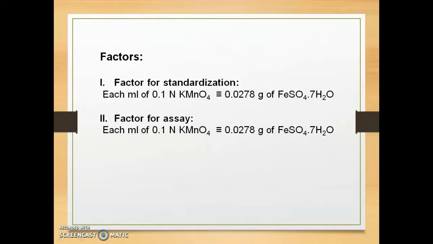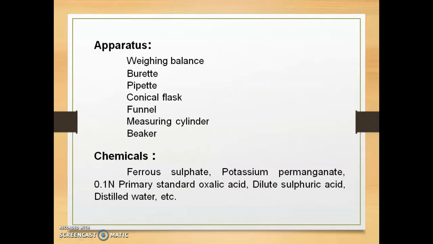Factor for standardization: each ml of 0.1 normal KMnO4 is equivalent to 0.0278 gram of FeSO4. Factor for assay: each ml of 0.1 normal KMnO4 is equivalent to 0.0278 gram of FeSO4. Apparatus: weighing balance, burette, pipette, conical flask, funnel, measuring cylinder, beaker. And chemicals: ferrous sulfate, potassium permanganate, 0.1 normal primary standard oxalic acid, dilute sulfuric acid and distilled water.